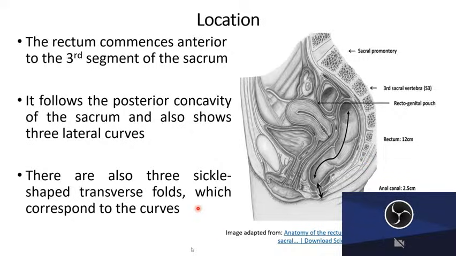could appreciate the fact that the rectum shows three lateral curves, or we can say it has three lateral flexures, and they are most prominent in a distended bowel. Now, these curves are, as you can see from the slide.